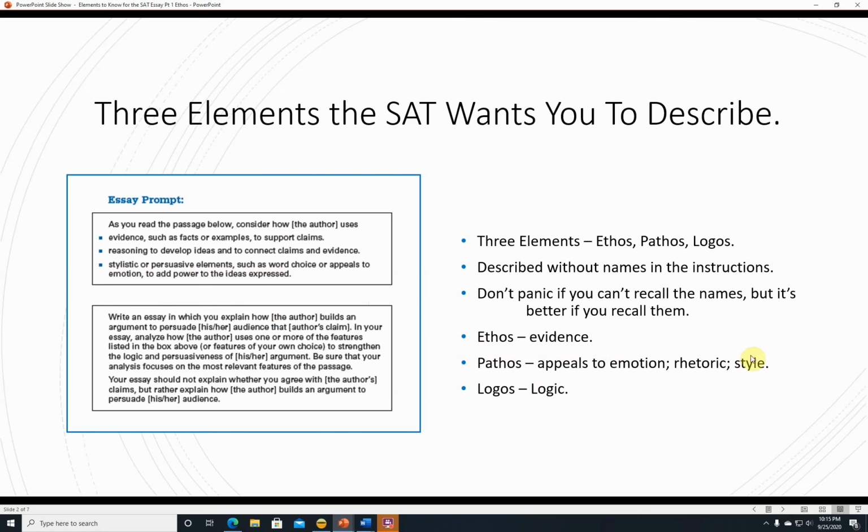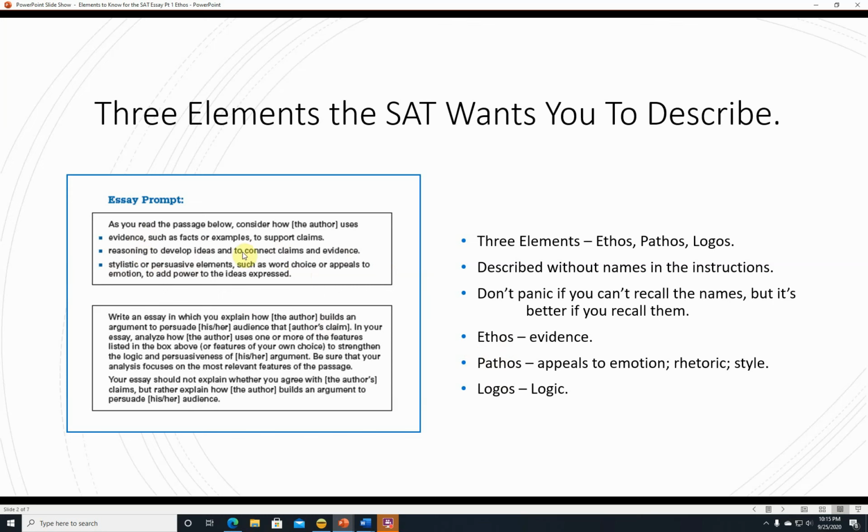Appeals to emotion, rhetoric, style. Normally you hear them listed in this order, which is ethos, pathos, logos. Here it looks like they listed it as ethos, logos, pathos. Perhaps that's intentional, so it'll trip you up. Or you might say, oh, okay, well, pathos must mean reasoning because it's ethos, pathos, logos, and they went ethos, oh okay, that's pathos, that's logos. Don't get tripped up by that. Just remember logos is logic, so that's reasoning.